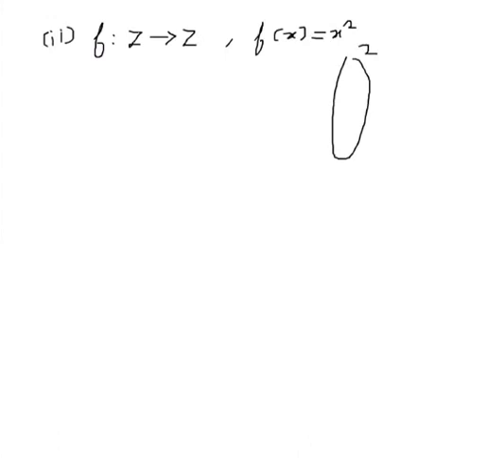Now the second subdivision. f is defined from Z to Z, Z is set of all integers, where f of x is x square. So set of all integers means we have 0, plus 1, minus 1, plus 2, minus 2, etc. So 0 square is 0, 1 square is 1, minus 1 square is also 1. 2 square is 4, minus 2 square is also 4. So definitely it is not a 1-1 function.